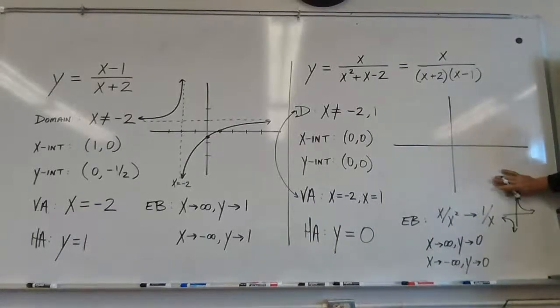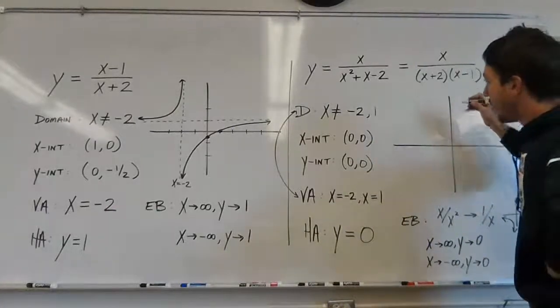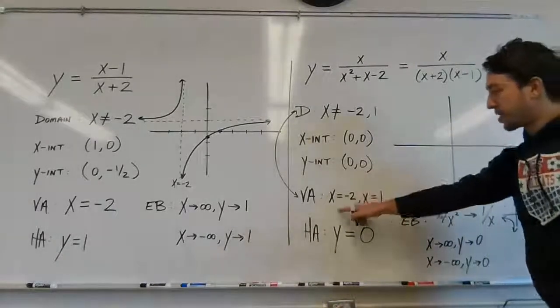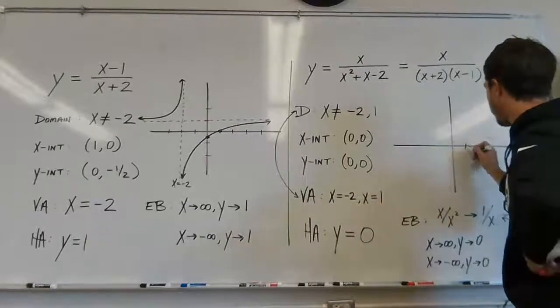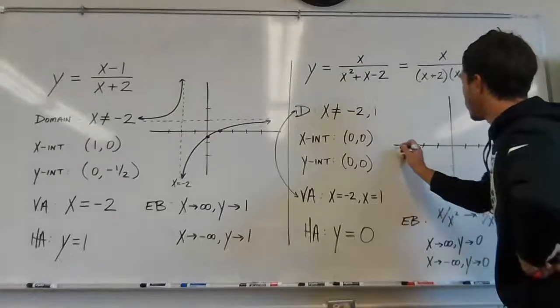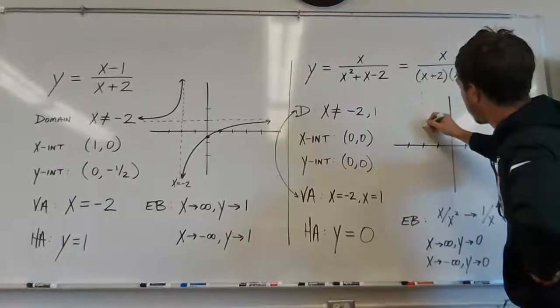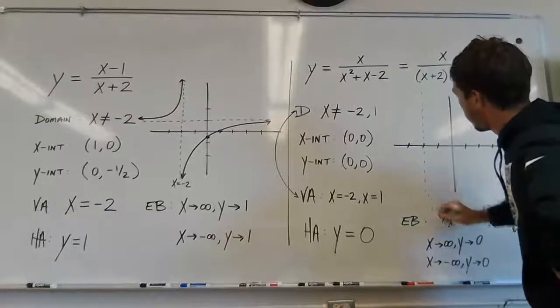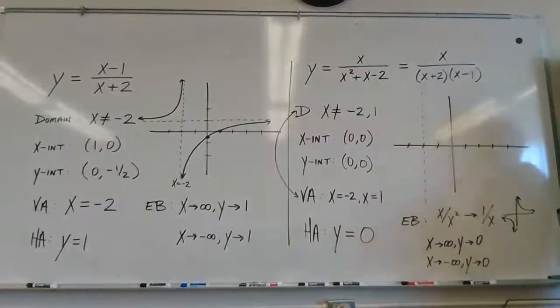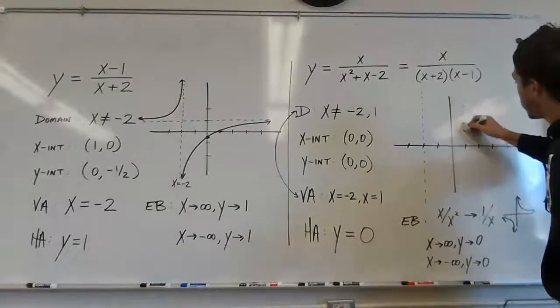Okay, so let's put the information on. Let's get maybe the vertical asymptotes in first. We're going to put the dash marks in first. There's dash marks. No scribbles. Okay, so there's a vertical asymptote of x equals -2. Here's a vertical asymptote of x equals 1.